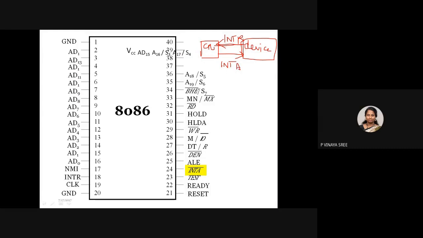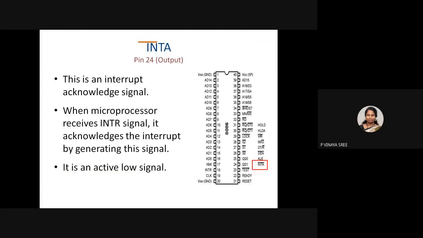Okay. So you have to show this with the help of two diagrams, the pins INTA and INTR. So see here, this is an interrupt acknowledgement signal. When the microprocessor receives the INTR signal, the interrupt request signal, it acknowledges the interrupt by generating the signal. So whenever you are explaining this, you should show the two diagrams. One side you will have external peripheral devices or memory, and one side the CPU. From external peripheral devices, it is requesting the service of the CPU, then you write INTR. Then it provides the service. If it is providing the service, then it provides an acknowledgement, INTA bar.